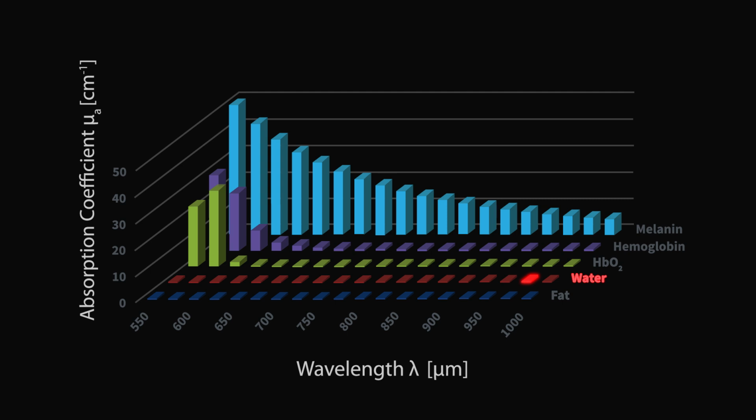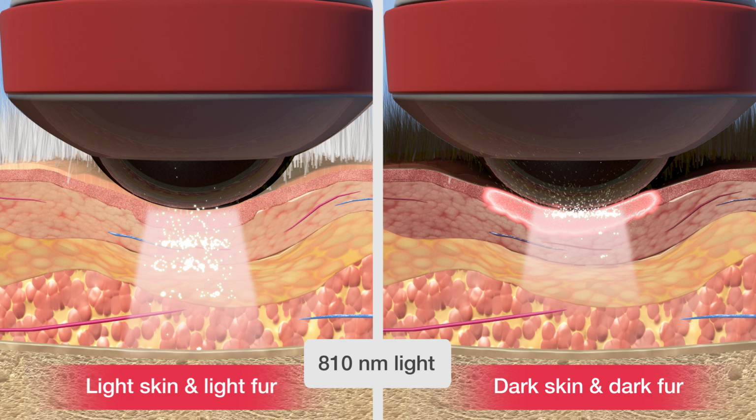Similarly, we can see that the most commonly used wavelengths in the near-infrared spectrum for photobiomodulation all have approximately the same absorption in another chromophore, hemoglobin. The primary chromophore that acts as a barrier to light penetration to deeper tissue layers, however, is melanin. Melanin has 2 times greater absorption at 810 nanometers than at 980 nanometers.